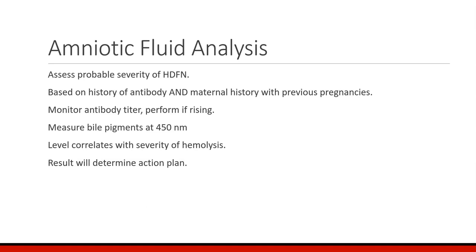So once again, we've identified the antibody in the mom's serum or plasma, determined that it is immune. After performing antibody titers, determined this fetus does have that antigen because the titers are going up. So we will determine the severity of the disease based on analysis of amniotic fluid at 450 nanometers. And based on that, we'll determine an action plan.